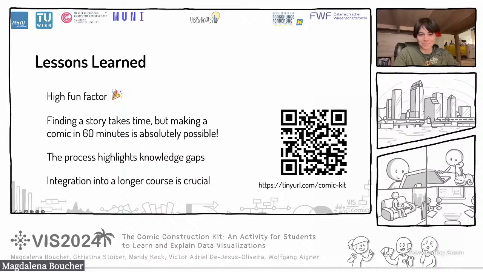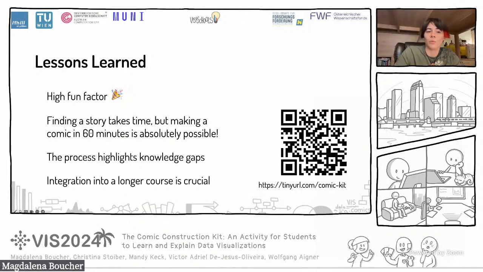But in general, after all the iterations of our workshops, we can summarize that people found the activity really fun and engaging. And while they often started coming up with very elaborate stories that they couldn't fully finish, it is worth noting that they, in fact, did finish a simple comic in just 60 minutes.